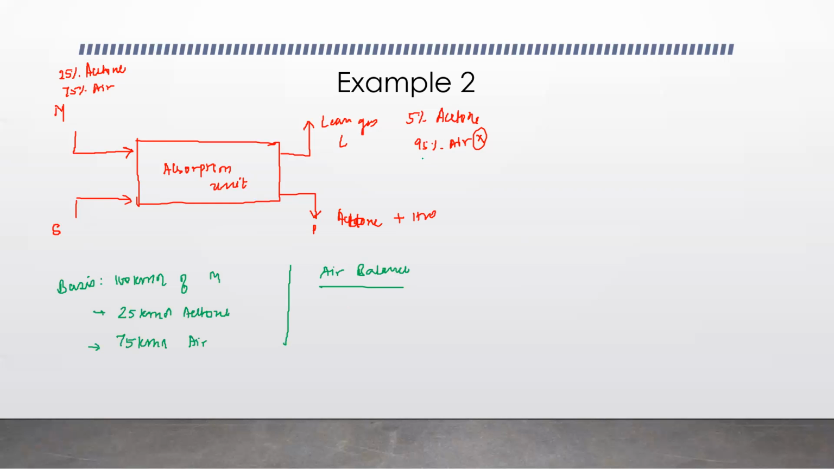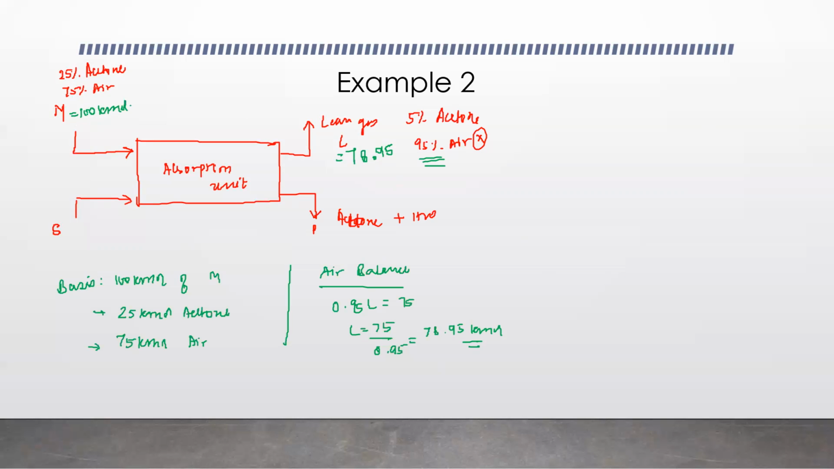That is where you will be using this particular 95%. So 0.95 into L is equal to the air present here, which is 75 kilomole. So L is going to be 75 upon 0.95, that is 78.95 kilomole. That is your L. Lean gas is 78.95 kilomole, where the feed was taken as 100 kilomole.